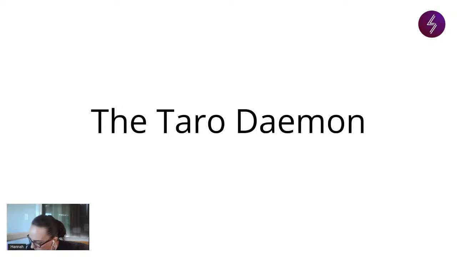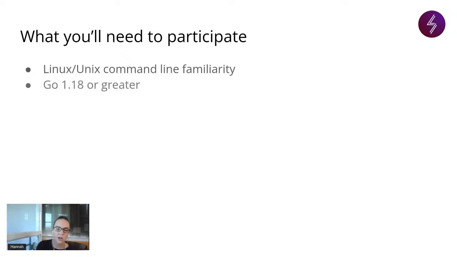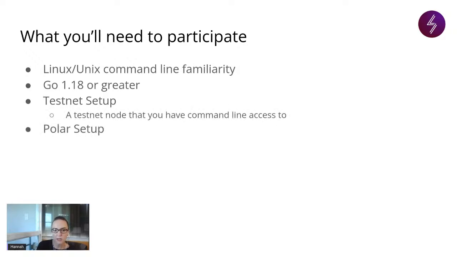Okay, cool. All right, so let's get straight to actually installing Taro. Two of you say that's a pretty clear overview. Excellent. Let me know if anything gets confusing here. All right, so again, what you'll need to participate. You have to be familiar with the Linux examples that I'm giving here. You need Go. If you're doing this on Testnet, you'll need a Testnet node up and running. You need command line access to that. If you're doing it via Polar, then you need to install Polar, and that has some Docker dependencies.